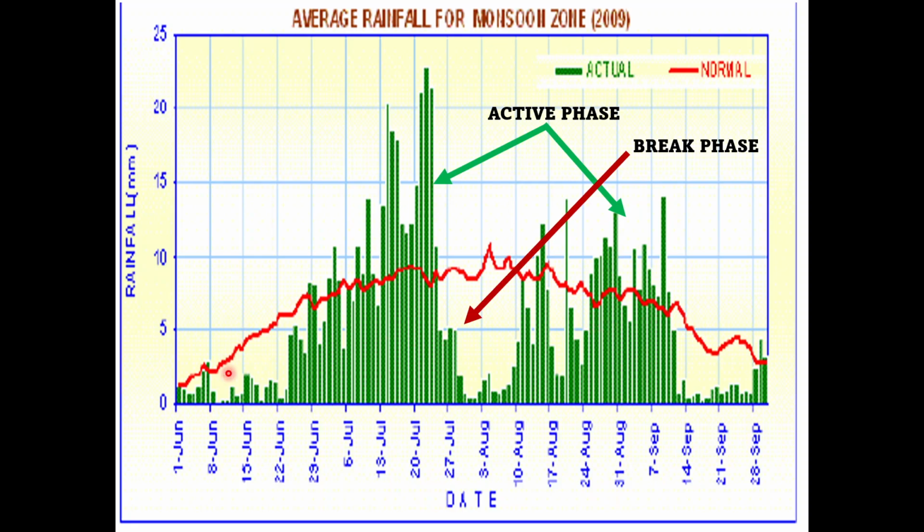Now, predicting this active-break cycle well in advance is not easy. As you saw, the model forecast is good for a week or 15 days, but beyond that, the model starts having errors. And so, to predict rainfall correctly over the entire period is still a challenge. But the models are improving continuously, and we expect that in a few years' time, the model forecast of the mean rainfall will get better and better.